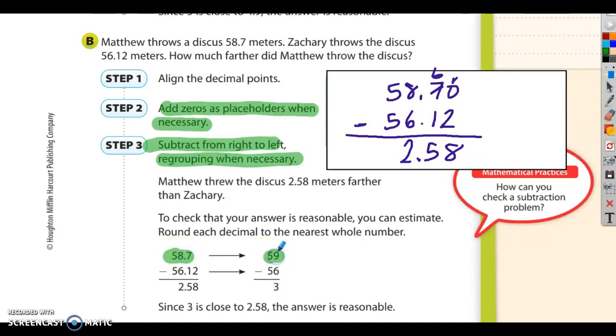And what we do is we check our answers by rounding. 58.7, that's really close to 59. And 56.12 would round down to 56. And 59 minus 56 is 3. And since 2.58, that was our answer, is really close to 3, then we know we got it right.